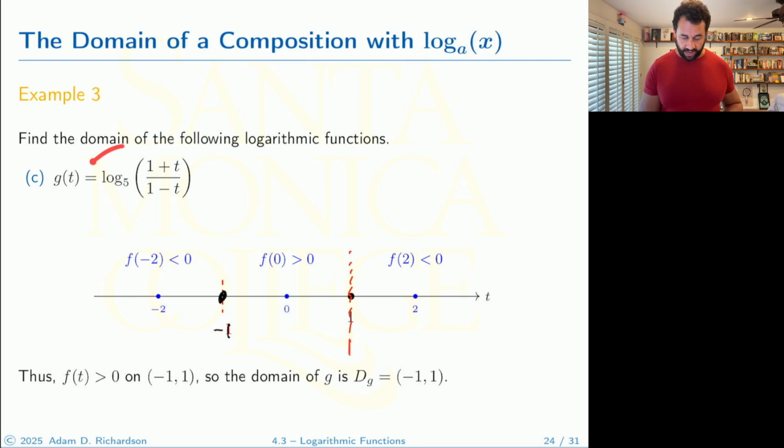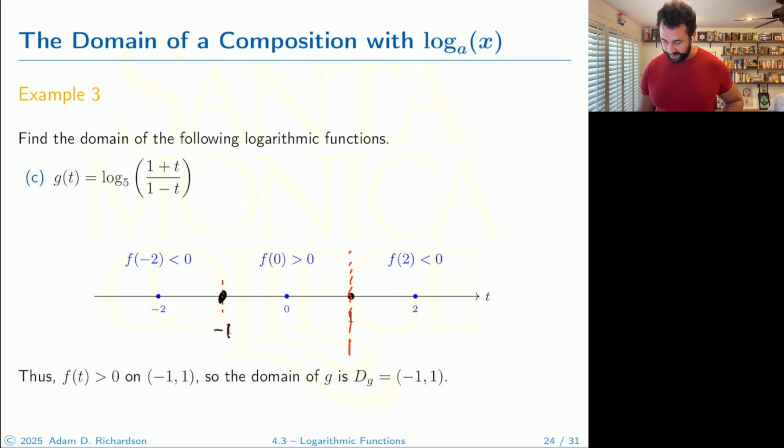So in order for our function to be defined, we need our values to lie inside that interval. The domain has to be between -1 and 1. Oops, there you go, between -1 and 1. That's the domain of G, this composition.